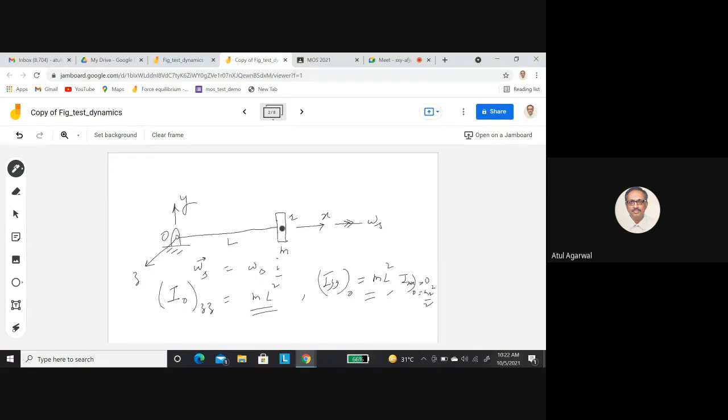Now, what is the angular momentum? This rod is spinning about the x-axis. You have omega s. Now, what will be the angular momentum? You have that I matrix and the omega vector. Now you see, this is a symmetric system, so you will assume that all product moments of inertia are 0.